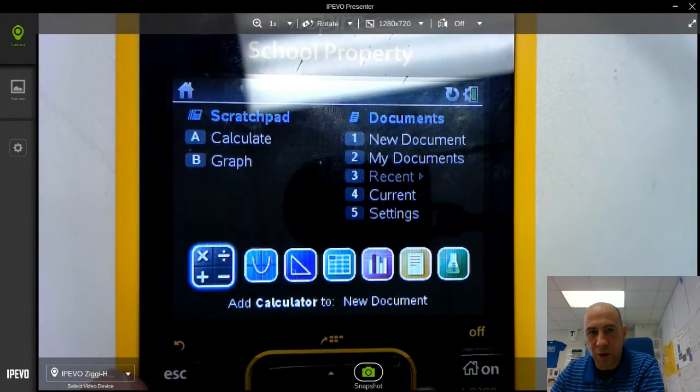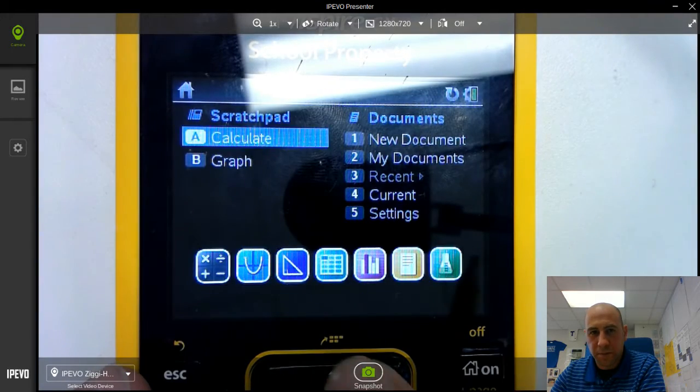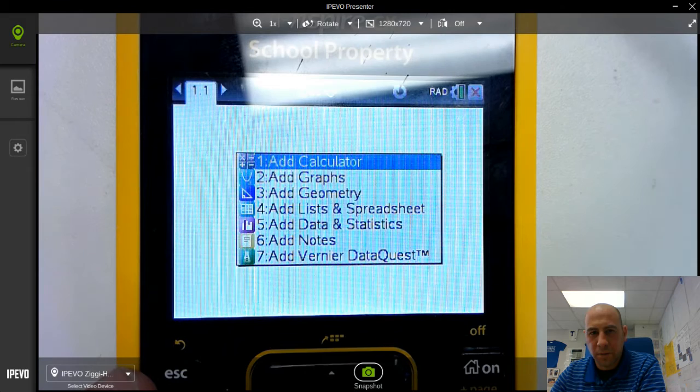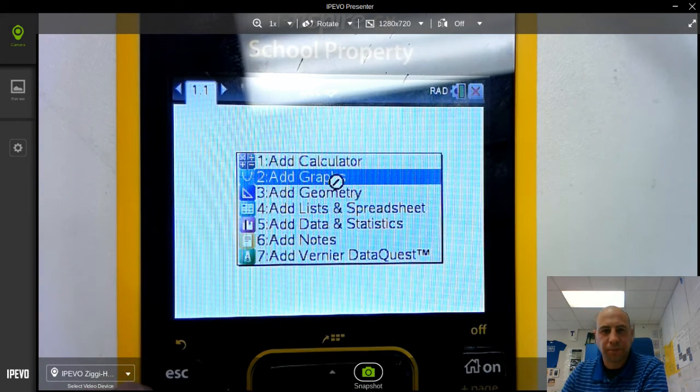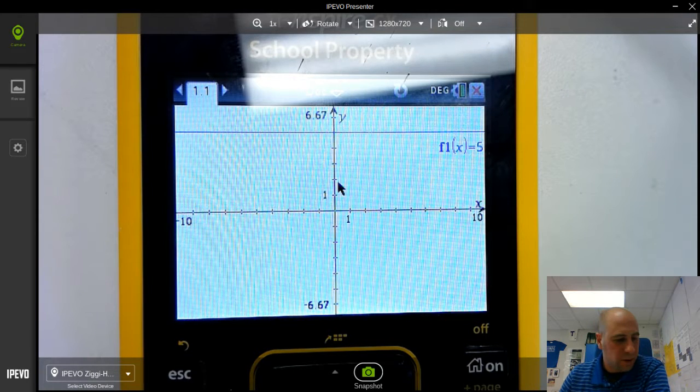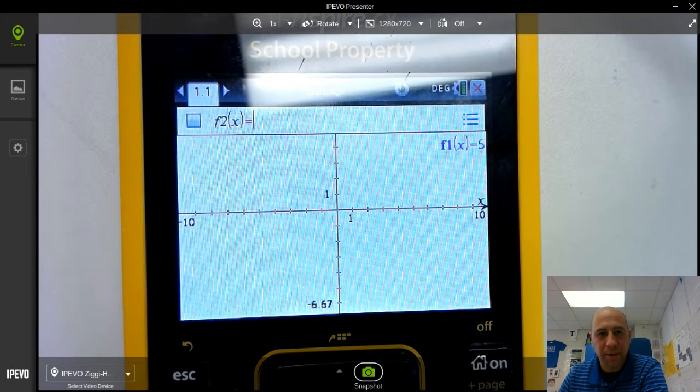Okay, so I'm going to go to On, New Document, Add Graph. All right, so I'm going to graph the left side first. I'm going to graph 5. Okay, and then I'm going to press Tab, and I'm going to graph.